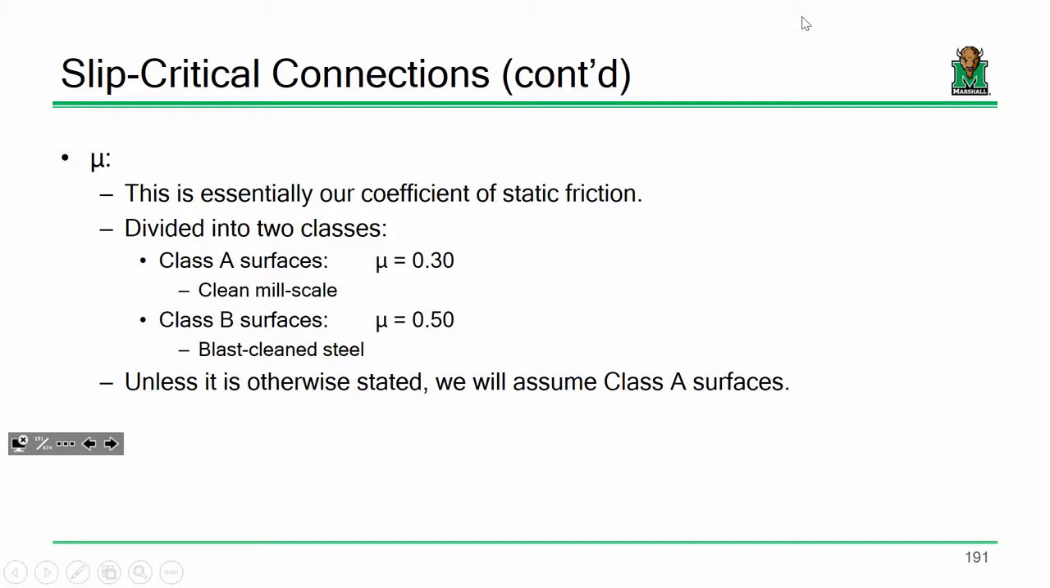But if we need more frictional force, we could actually use something like a sandblaster and actually blast clean the two surfaces of steel and get a little bit of benefit. If we do that, we get a coefficient of static friction of 0.5. So a higher coefficient of static friction means a stronger bolt in slip critical capacity. But more often than not, we're just going to go with 0.3. And unless we state otherwise, 0.3 is what we go off of. Sound good? Yes, sir.